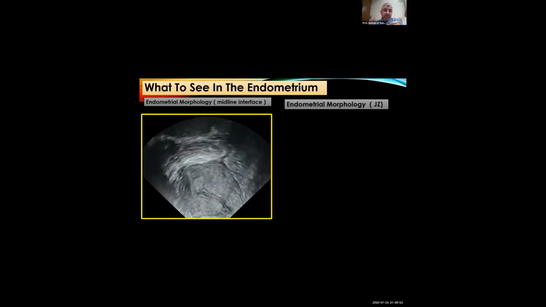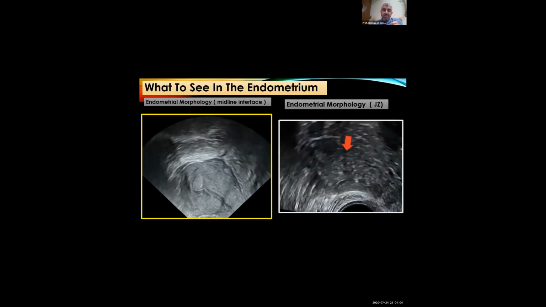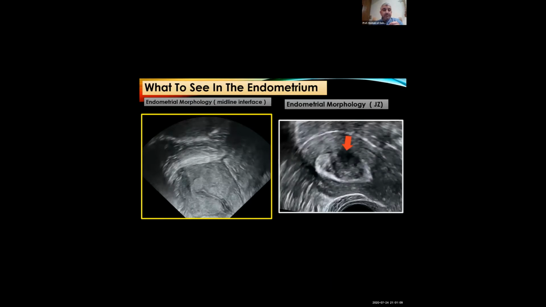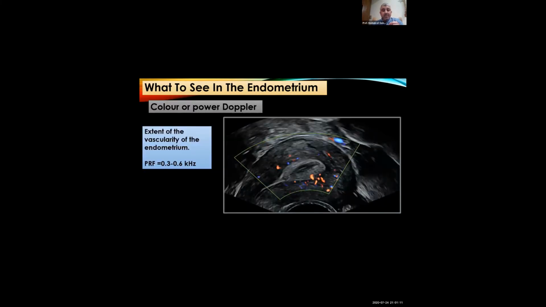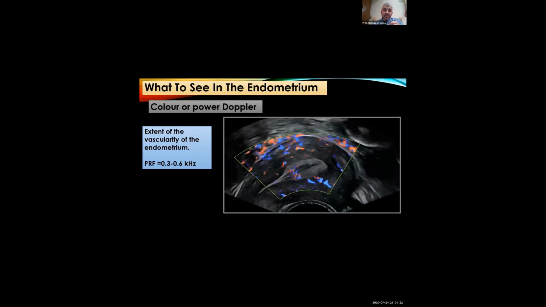Moving on with the endometrial interface and the endometrium-myometrial junction. With the interface, you should see it regularly, but an interruption in the endometrial interface could be caused by a polyp, as you can see here, or an abnormality in the endometrium-myometrial junction caused by something that is pushing from outside, like these submucous myomas. With color Doppler, it is important to evaluate the endometrium as well. You have to lower your PRF as much as possible, to 0.3 to 0.6 kilohertz, and this could give you an idea about the extent of vascularity of the endometrium.